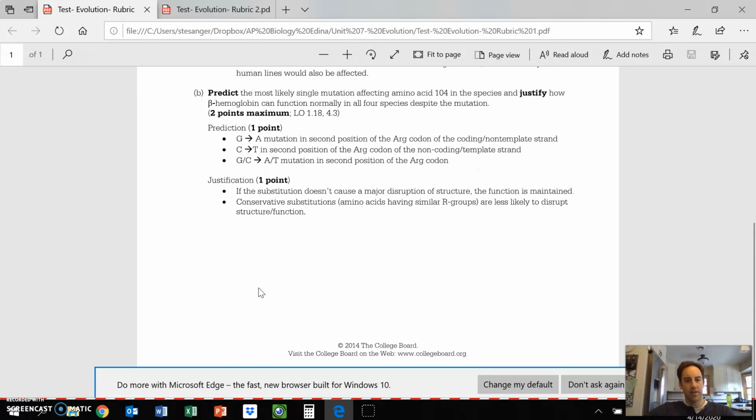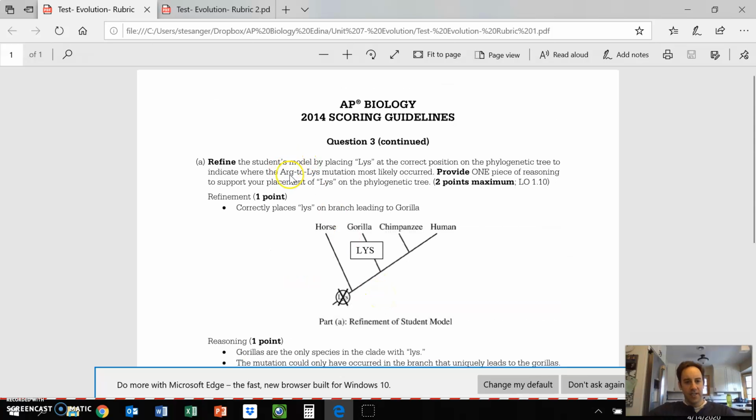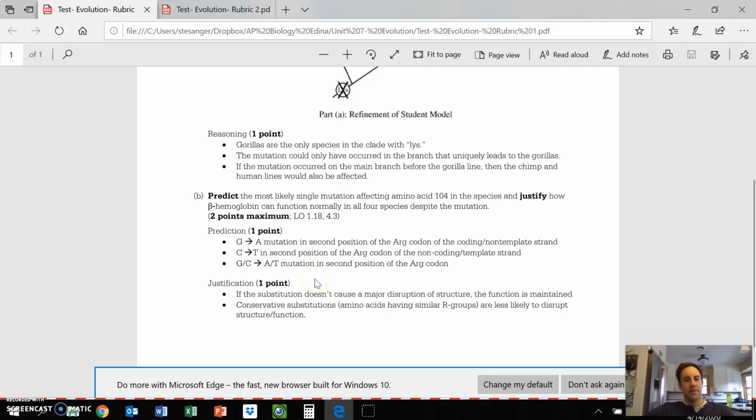And you figure that out by looking at the genetic code that's not in this rubric. But if you look at arginine and look at lysine, they differ in the second codon position. So a G to A mutation in the second position of the arginine codon. And you do need to say the codon, because you also could have said C to T in the DNA of the arginine codon, because the DNA would be C to T. So you had to specify G to A in the mRNA or C to T in the DNA for that.